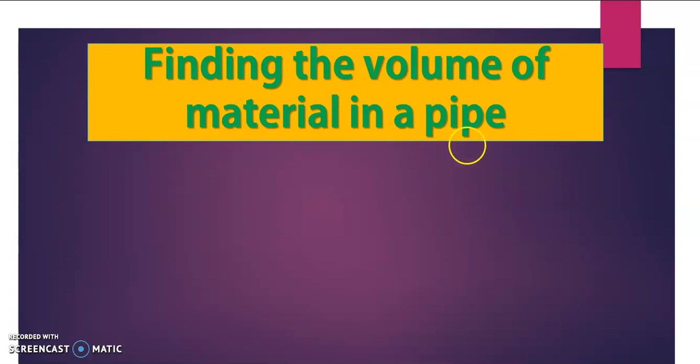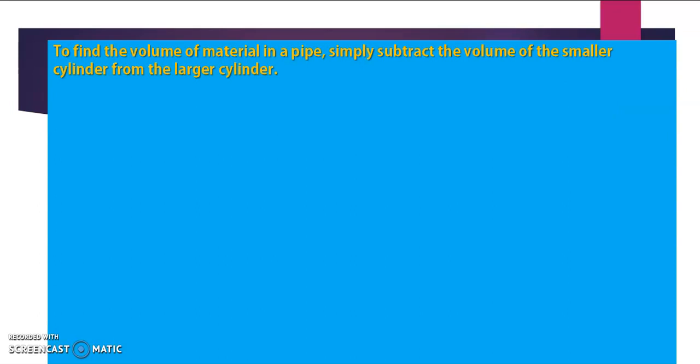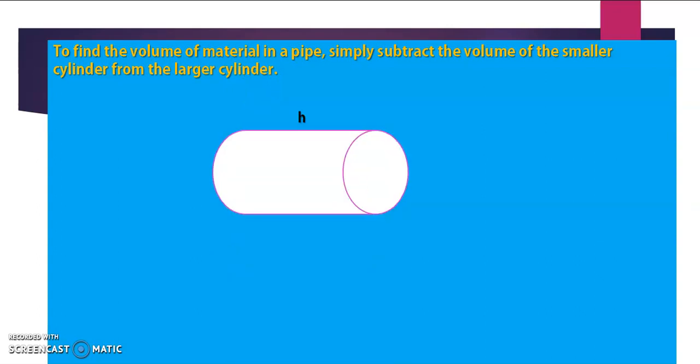Our topic today is finding the volume of material in a pipe. Now, to find the volume of material in a pipe, simply subtract the volume of the smaller cylinder from the larger cylinder. So let's quickly use this diagram to explain that further.